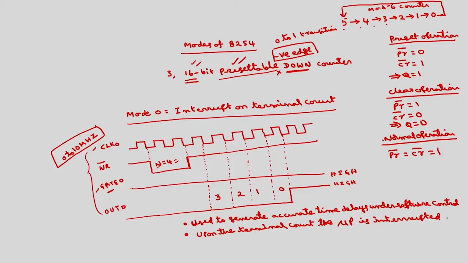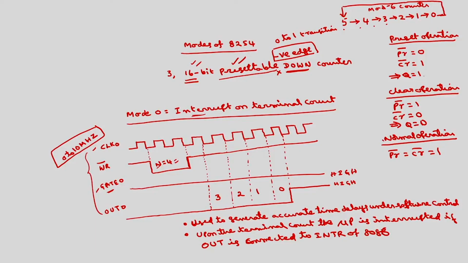If out is connected to the interrupt of the 8086, that is why the name interrupt on terminal count.